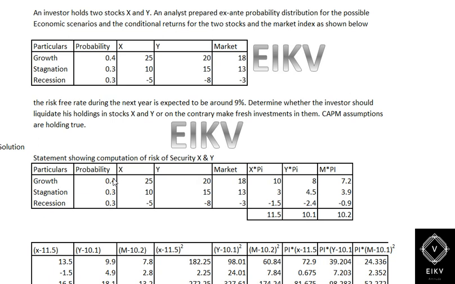It shows the computation of the standard deviation, or the risk, of securities X and Y. The particulars are the scenarios growth, stagnation, and recession, with probabilities 0.4, 0.3, and 0.3. We have the return of X, the return of Y, and the market return. We multiply each return by its probability and take the total: X would be 11.5, Y would be 10.1, and the market would be 10.2.